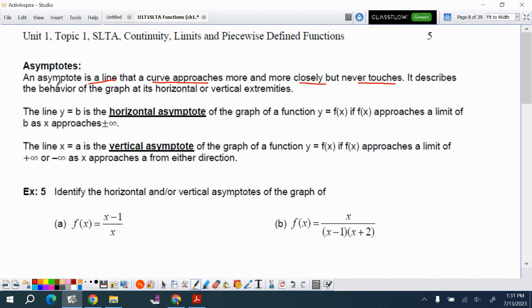You may have heard this statement in Algebra 2 also, but many of you don't know how to actually find the asymptotes. It describes the behavior of the graph at its horizontal and vertical extremities. Extremities means infinity, where x goes to infinity or y goes to infinity. X and y, horizontal and vertical extremities.